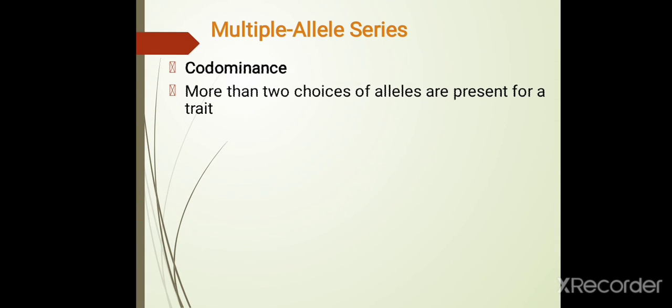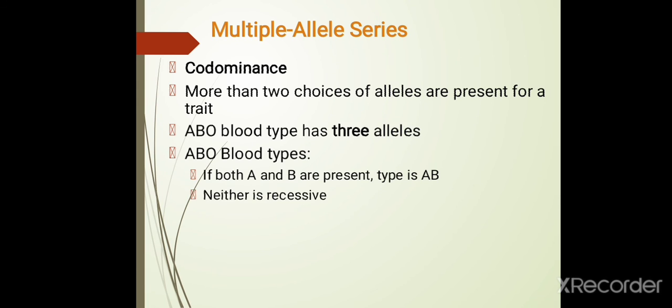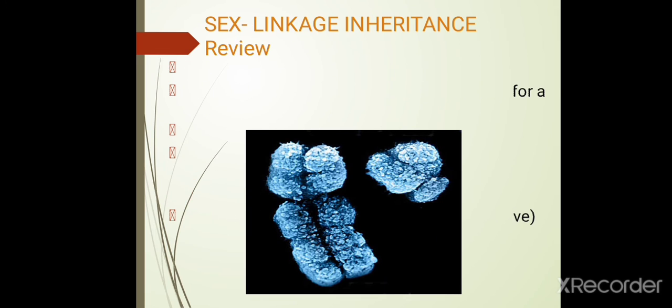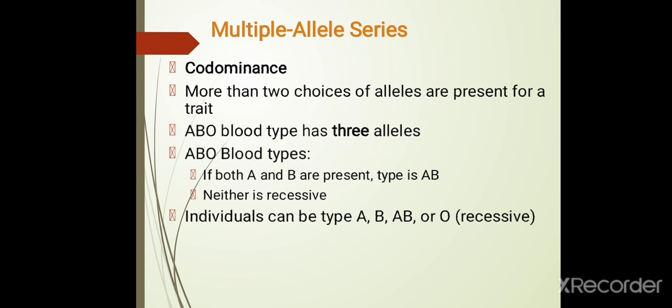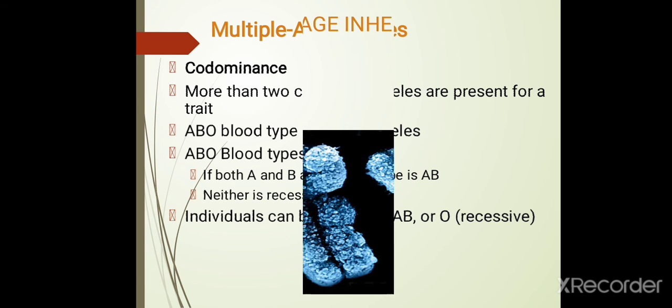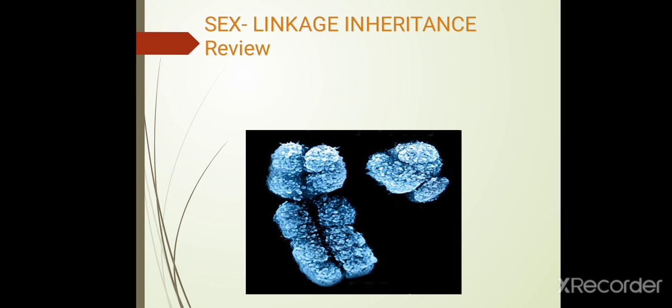Next one is multiple allele series. In codominance, more than two choices of alleles are present for a trait. ABO blood type has 3 alleles. In ABO blood types, if A and B are present, type AB is also present. Neither is recessive. Individuals can be type A, B, or O. O is recessive.